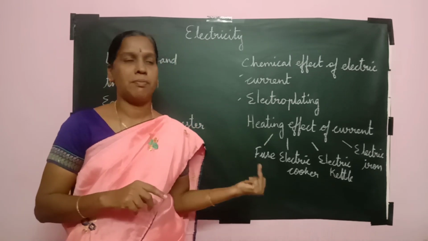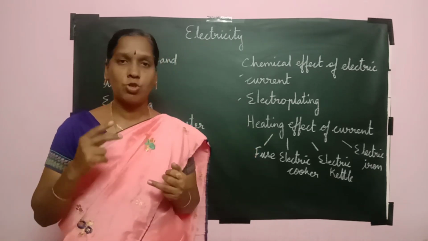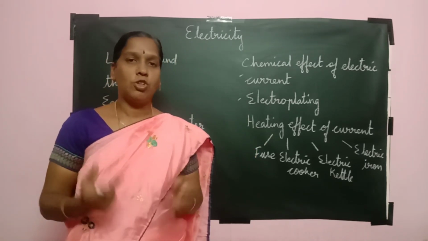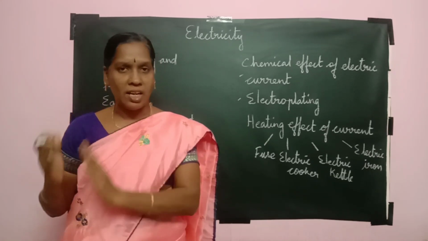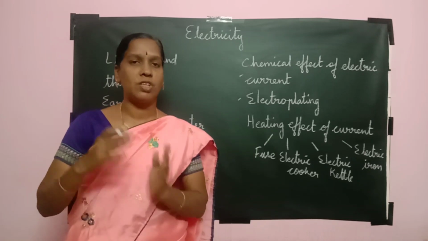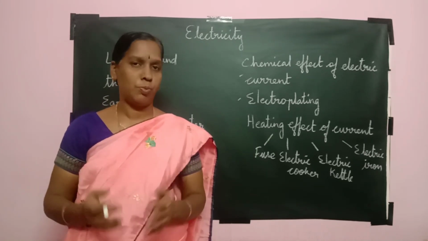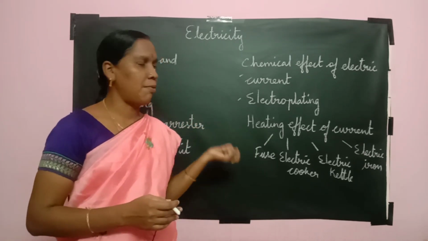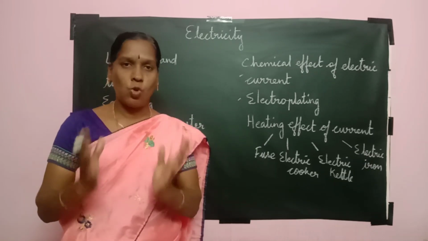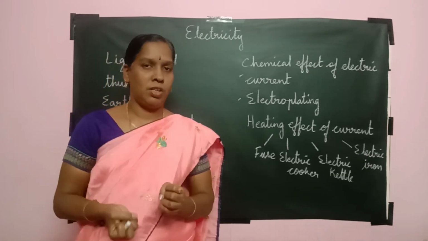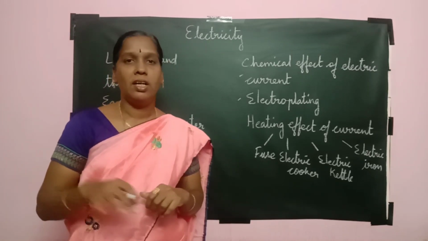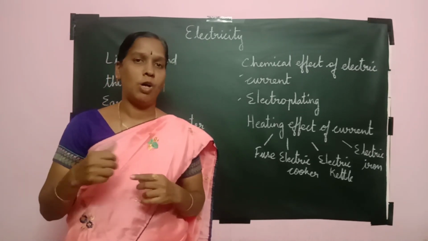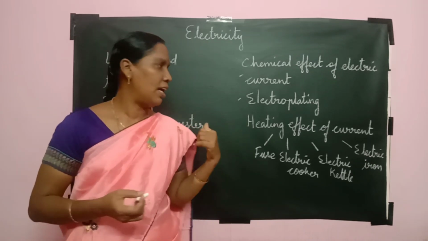The next main use we are going to see is electroplating. Electroplating means the deposition of one layer onto another layer, that is, one metal onto another metal. Various appliances make use of it. For example, rolled gold that we use is made by this electroplating method only. And taps in our houses are made using electroplating.